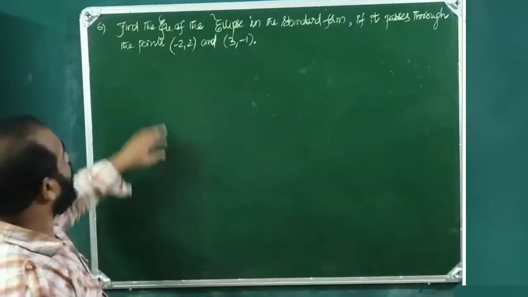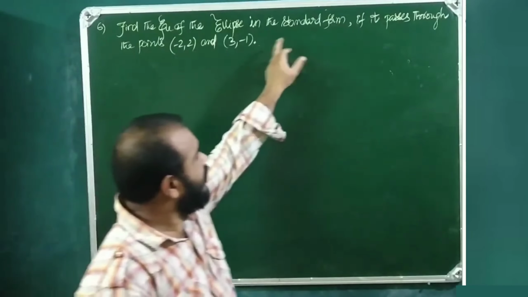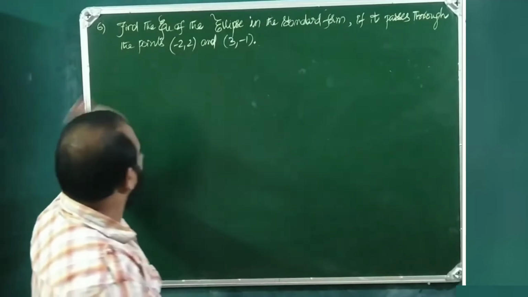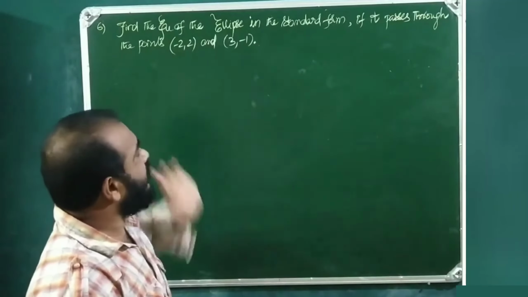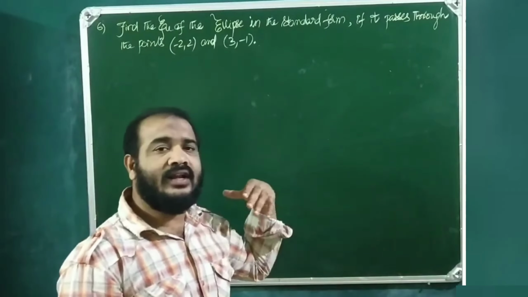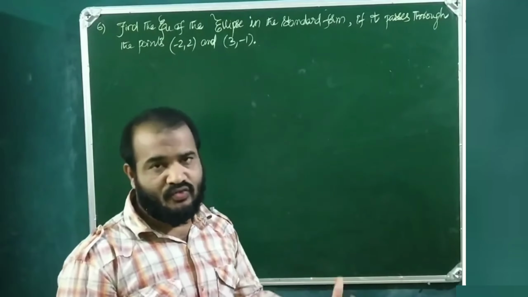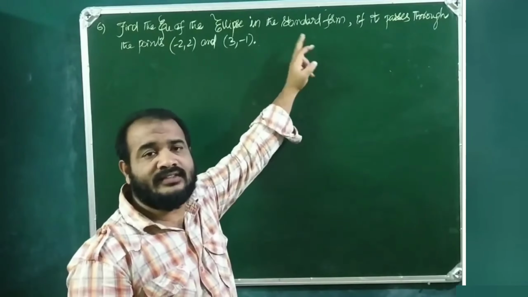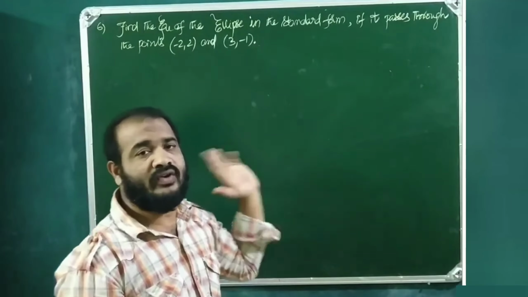Find the equation of the ellipse in the standard form if it passes through the points minus 2 comma 2 and 3 comma minus 1. Unless and until it is mentioned, let us take a greater than b case only. So in its standard form means x square by a square plus y square by b square equals to 1.